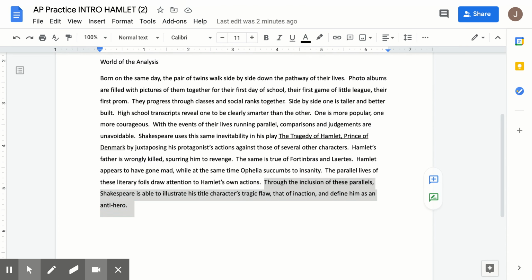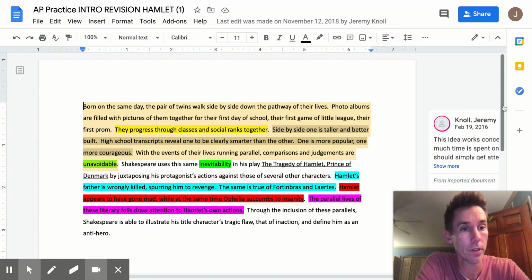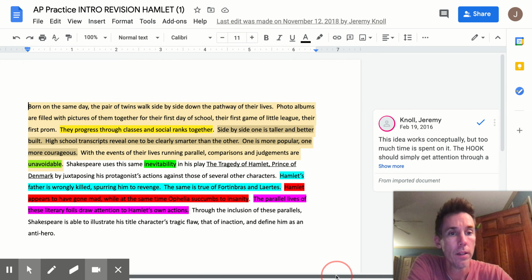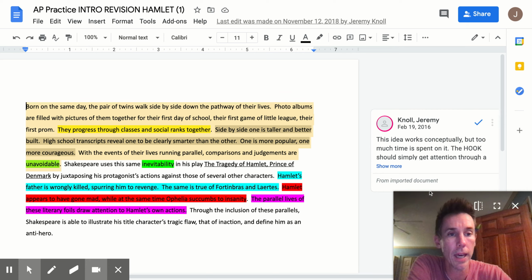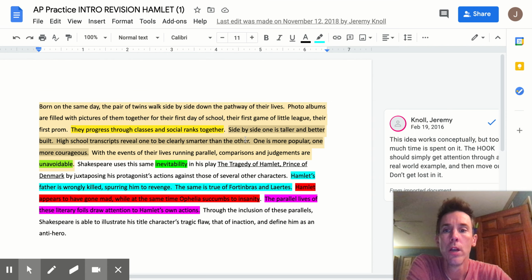So over here, hang on, let me make sure this Screencastify is pulling it up. Over here is a revised version of it. Sorry, okay. So this is all highlighted over here, and it says this idea works conceptually, but takes too much time. The hook should simply get attention through a real world example and then move on. Don't get lost in it.